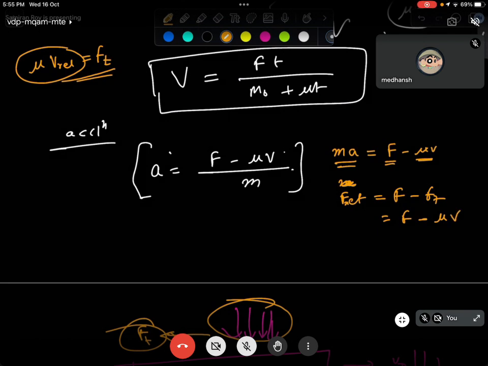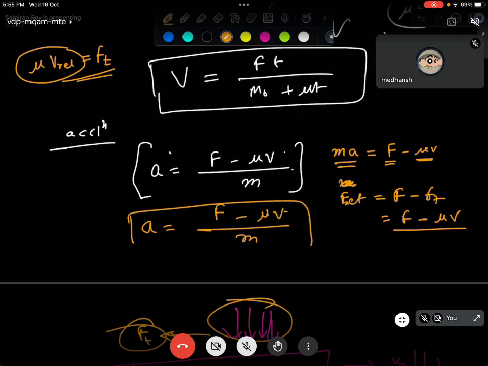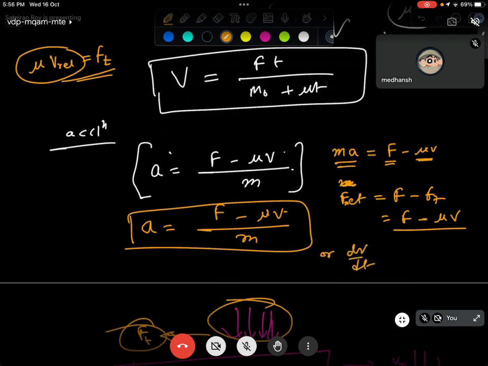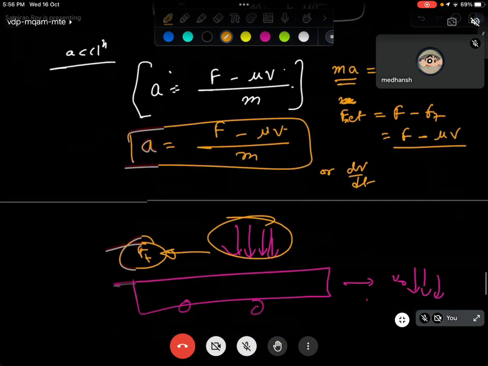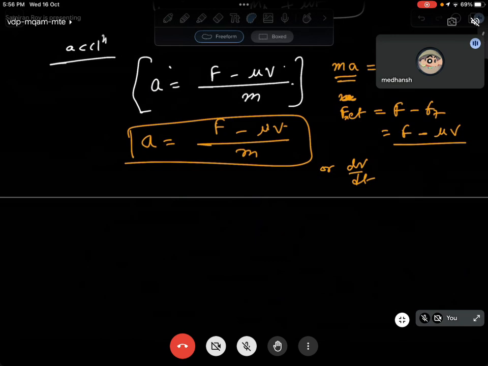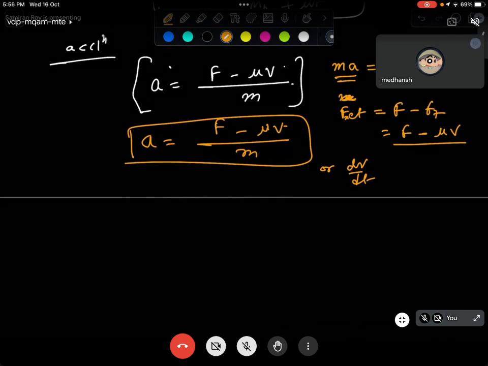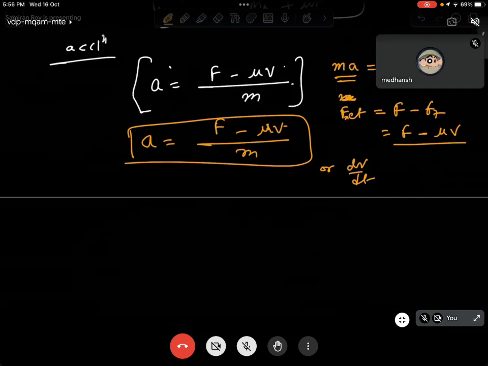Okay, mu into v. So I can write acceleration equal to F minus mu v divided by m. This is the acceleration. Or you can do dv by dt. You'll get same result. Okay, clear? So solve this. F minus mu v by m. That is only total mass, that is only m, at any time. How much you are getting acceleration?